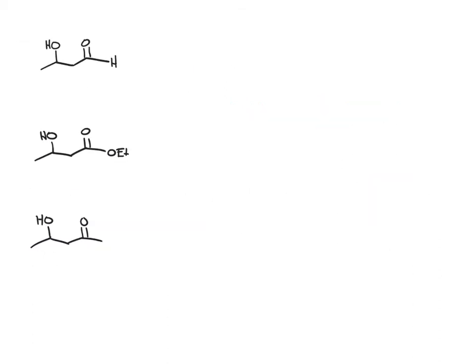All right, so I'm going to show you these are probably the three most common cases of reactions where we would want an alcohol protecting group. So let's start with this first one and say we wanted to oxidize that aldehyde to a carboxylic acid.